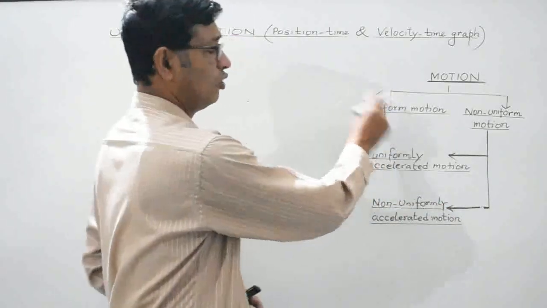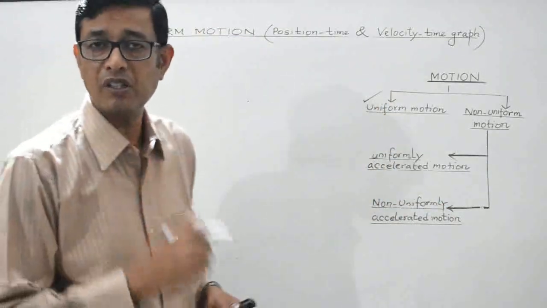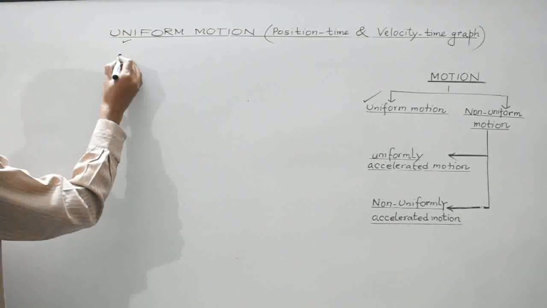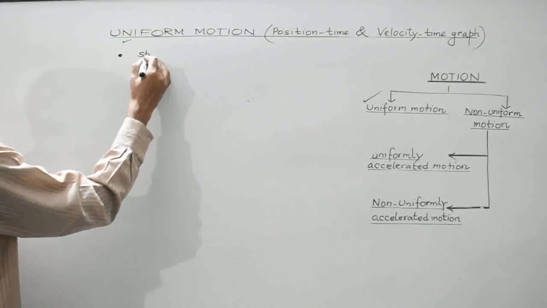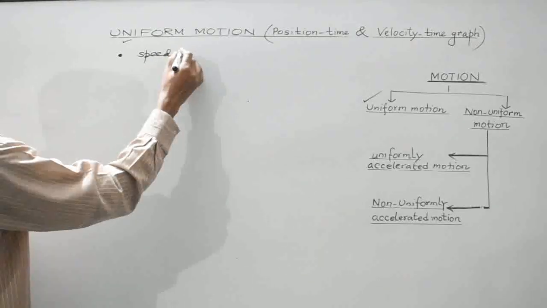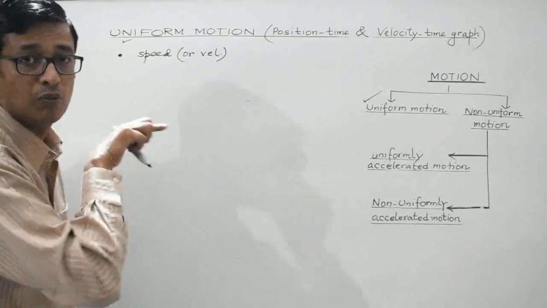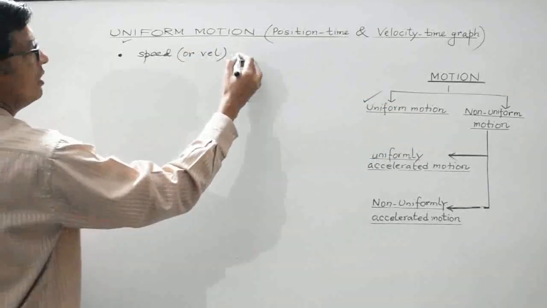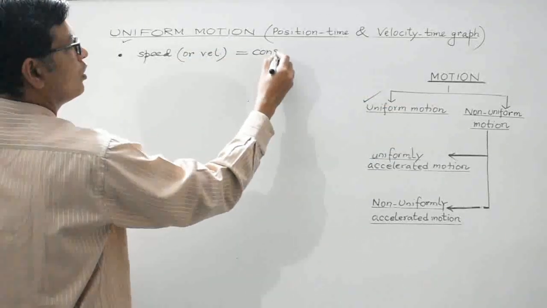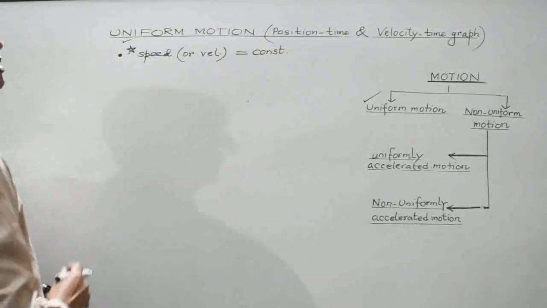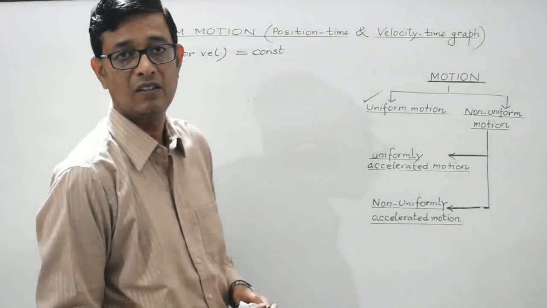So coming back, uniform motion. What are the important properties? For a body to have uniform motion, first is its speed, or in one dimension, speed. In one dimension, speed is equal to velocity. When the body moves along a straight path, it is constant. It will not change at all. So this is the most important concept, right?